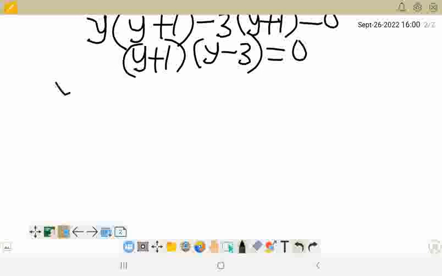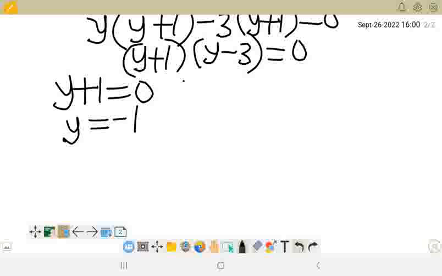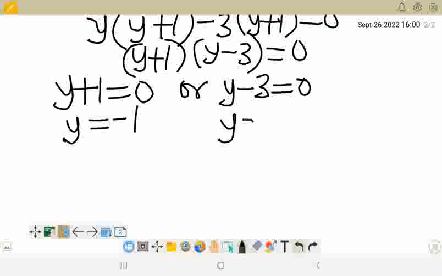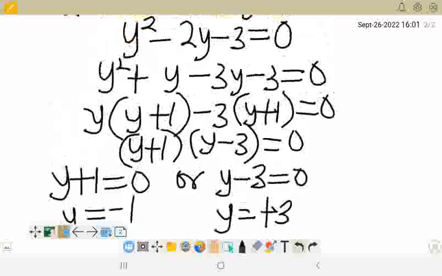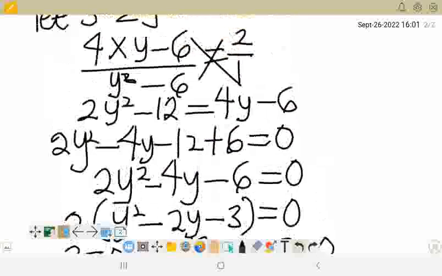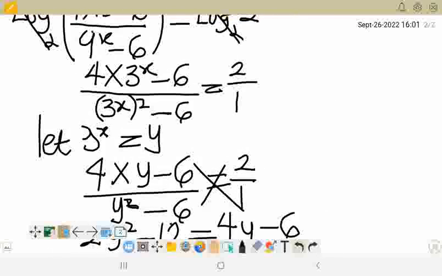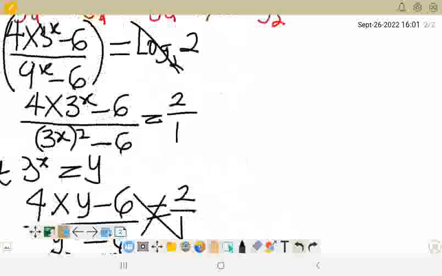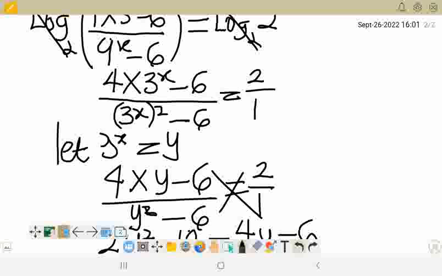If y plus 1 is equal to 0, y will be equal to minus 1. On the other side, if y minus 3 is equal to 0, then y will be equal to plus 3. Now do recall that we are to solve for x and not solve for y. So we are coming back to where we have 3 raised to the power x equals y.